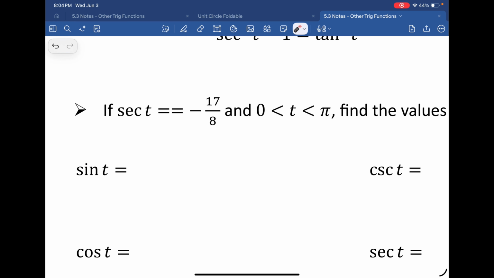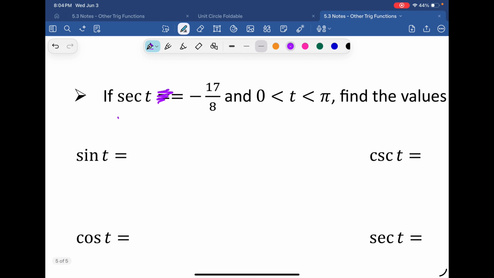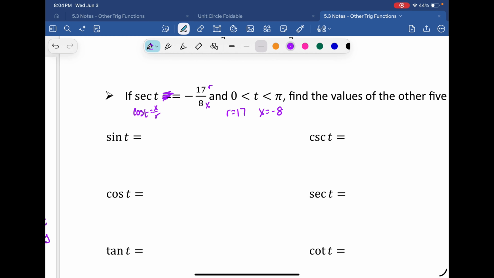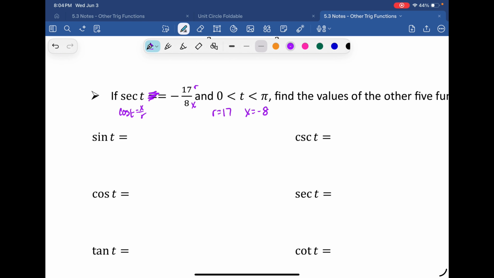All right, so on this one, I accidentally have too many equal signs. All right, I've got secant t equals negative 17 over 8. Secant is the reciprocal of cosine. So cosine is x over radius. So secant must be radius over x. Radius is always positive, so the radius is positive 17, which makes the x negative 8. And I am asking you to find the values of all 6 trig functions, which means we need a y.